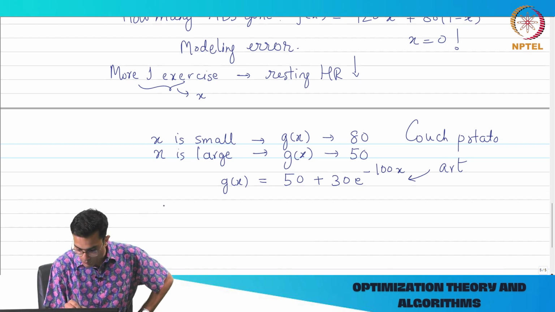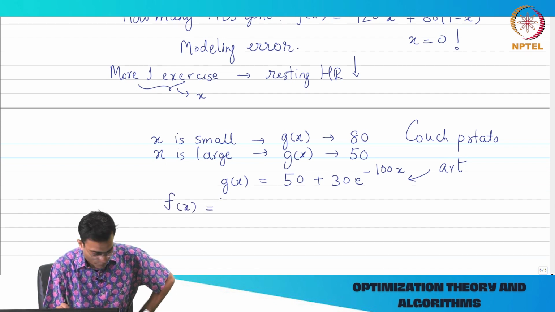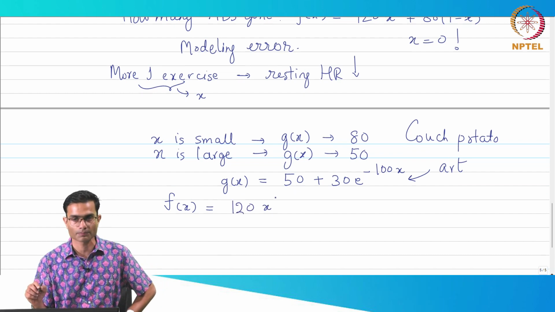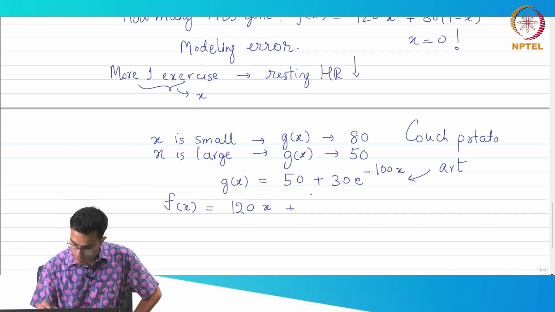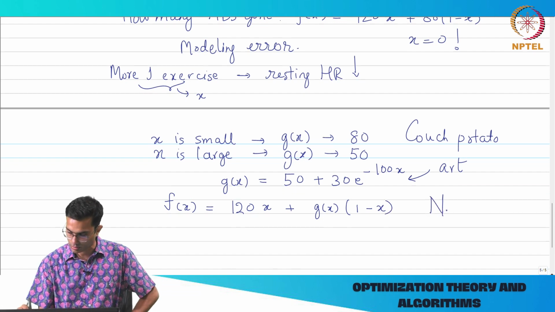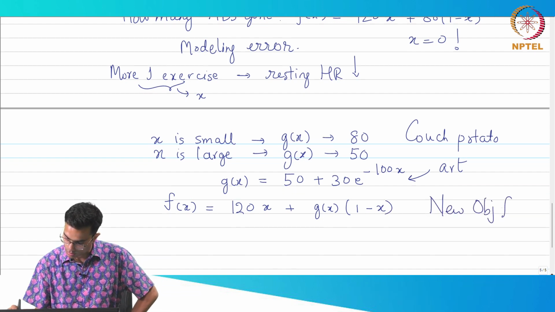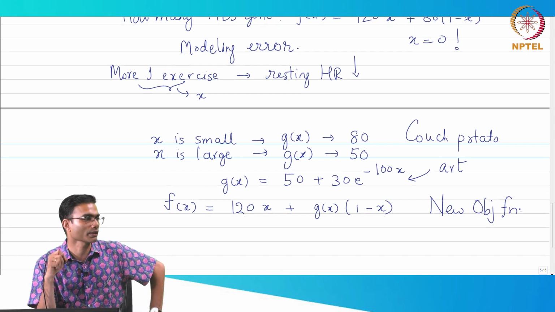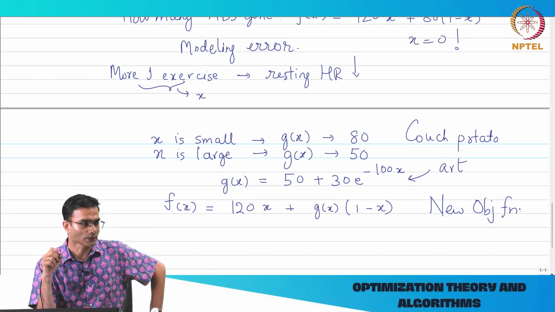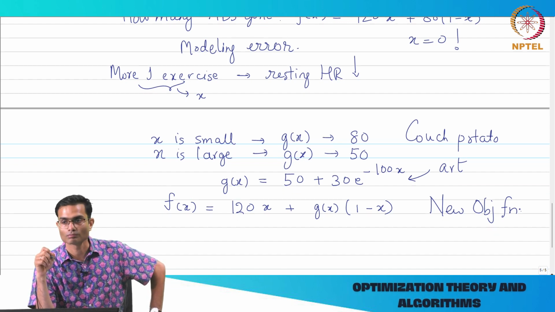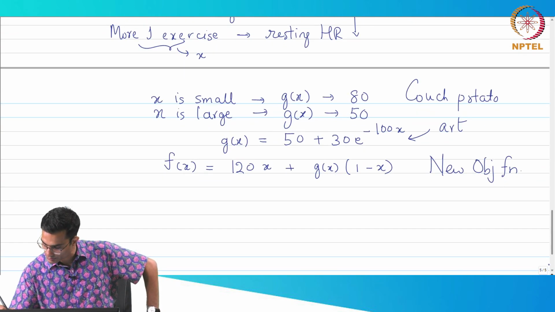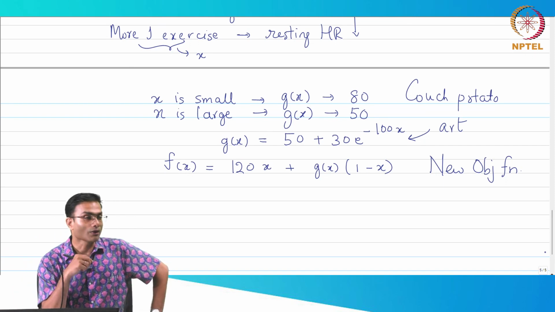And now with this, what is my objective function? F of x is going to be, when I'm exercising, I'm still taking it as 120 beats per minute. Would you agree that this is the correct new objective function? When I am exercising, it's 120. When I'm not exercising, I have my heart rate, and my heart rate is given by this function g of x.